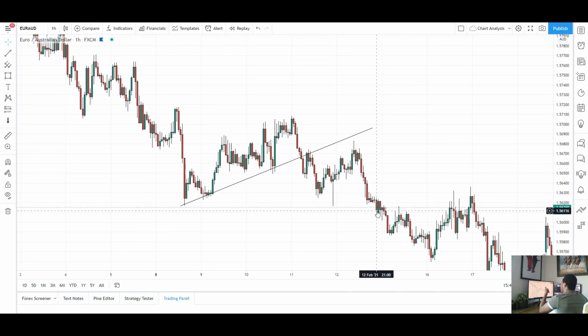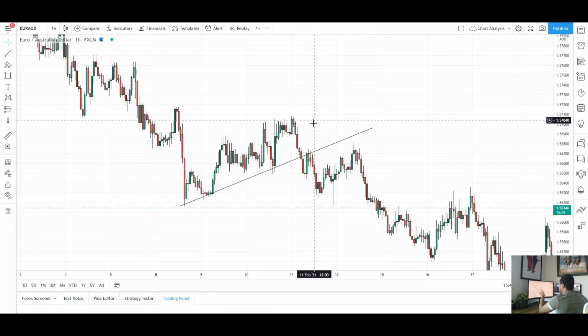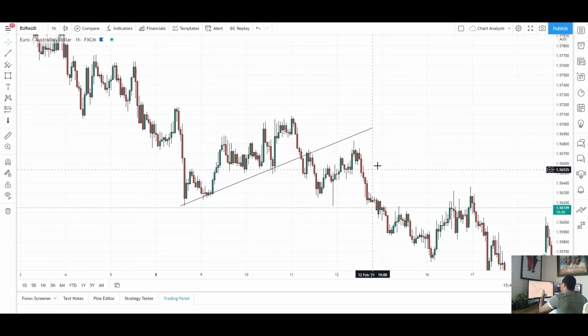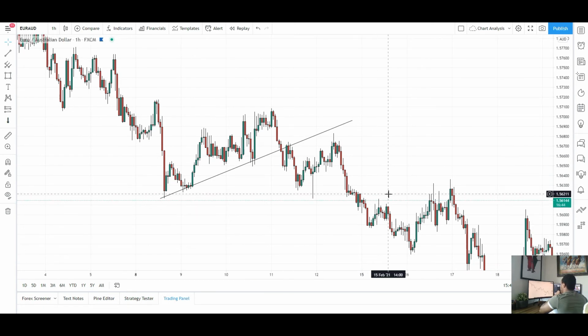So once you are able to read them, and also combine the patterns, like I said earlier, the double top plus the counter trend line break, the odds are in your favor, and then you see a really nice continuation to the downside.